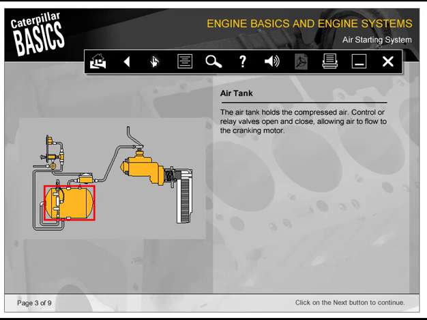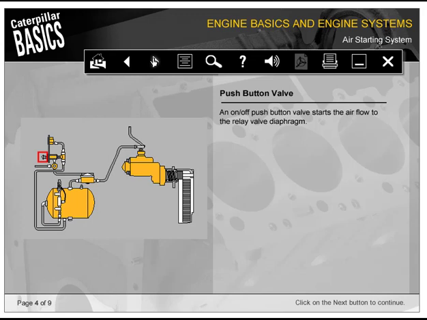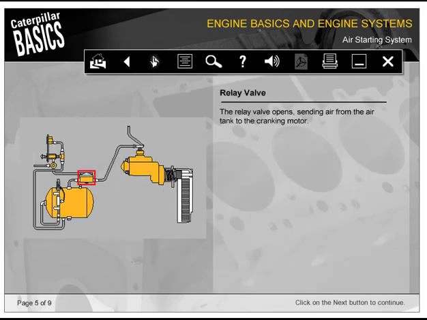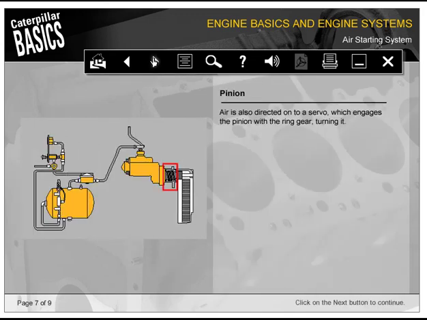The air tank holds the compressed air. Control or relay valves open and close, allowing air to flow to the cranking motor. An on-off push-button valve starts the airflow to the relay valve diaphragm. The relay valve opens, sending air from the air tank to the cranking motor. The compressed air enters the cranking motor, turning it. Air is also directed onto a servo, which engages the pinion with the ring gear, turning it.